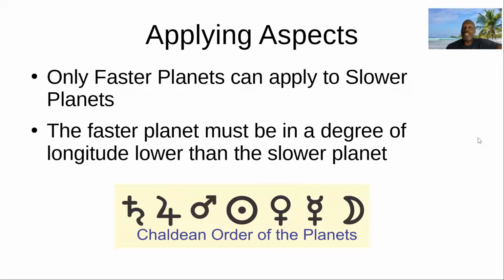So only faster planets can apply to slower planets. So an applying aspect is when a fast planet is in some kind of aspect to a slower planet, and it is in a lower degree of the sign in which it is. And so as you can see down here, I have what is called the Chaldean order of the planets, which goes from slowest to fastest. And so from fastest to slowest, the moon is the fastest planet. Mercury is after the moon, then Venus, then Sun, then Mars, then Jupiter, then Saturn.